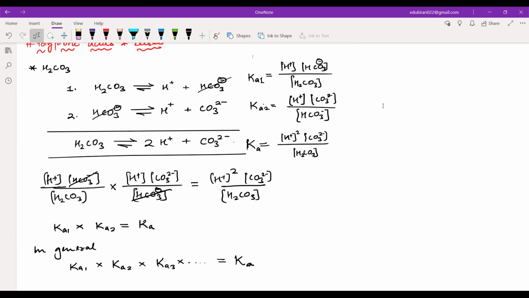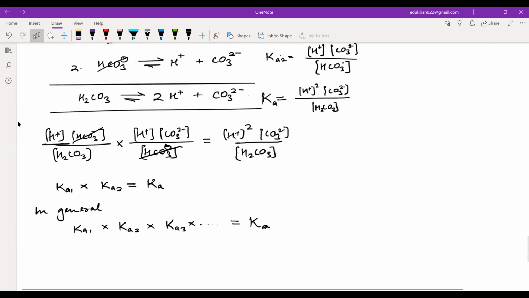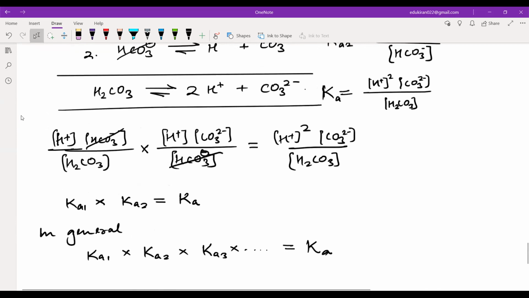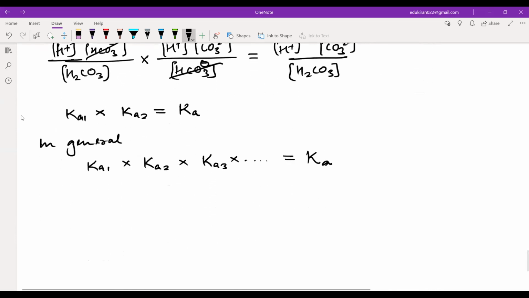Okay. Now I can write the same thing for Kb also. So just write one more line. Kb1 into Kb2 into Kb3 into ... will be equal to the overall dissociation constant of a particular base.